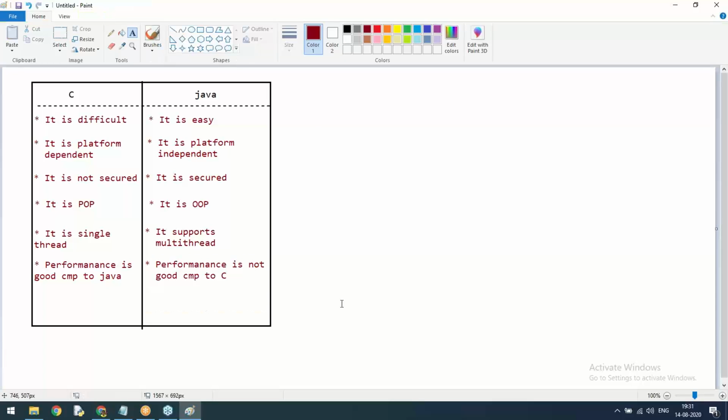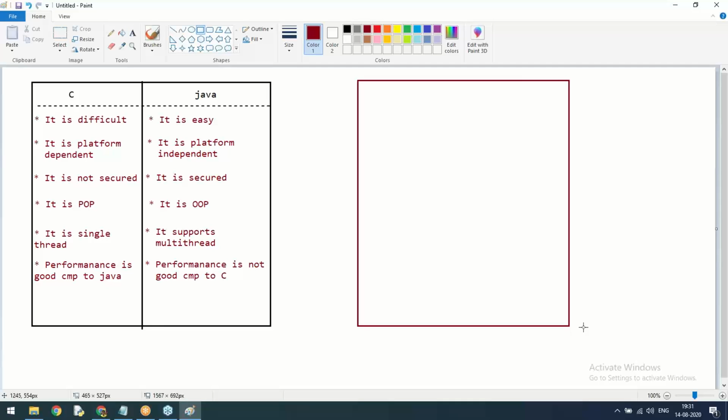Are you guys understanding? Will you be able to tell the difference between C and Java? Everybody? Okay. Now, can you tell me what is the difference between C++ and Java?